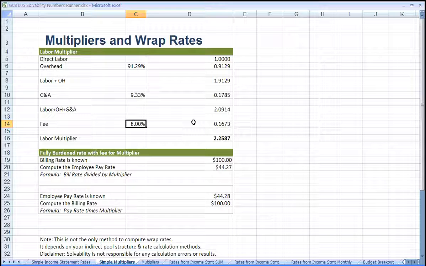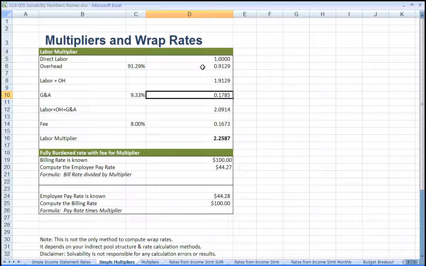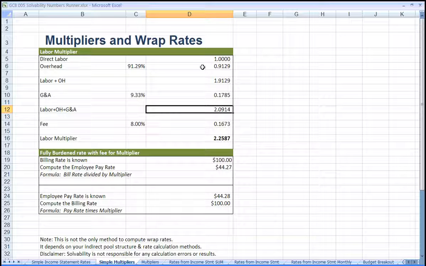Here's how we calculate the billing rate, also called the fully burdened labor rate with fee. Let's say I have $1 worth of direct labor. I'm going to multiply that times my overhead percentage. Then I take my combined direct labor plus the overhead, and I multiply that times the G&A percentage. That gives me fully burdened cost.